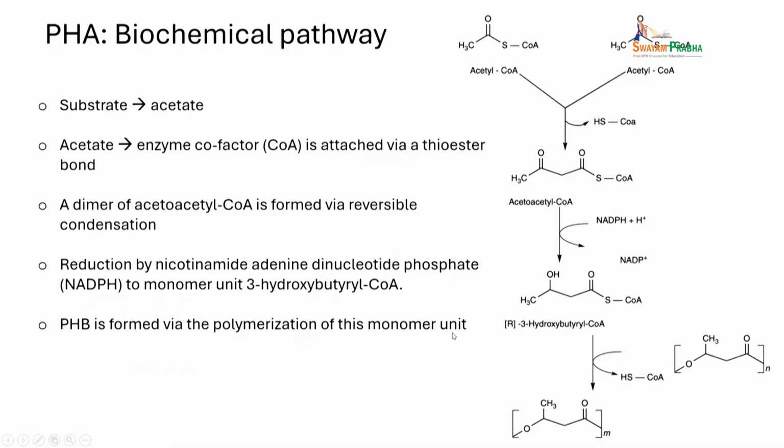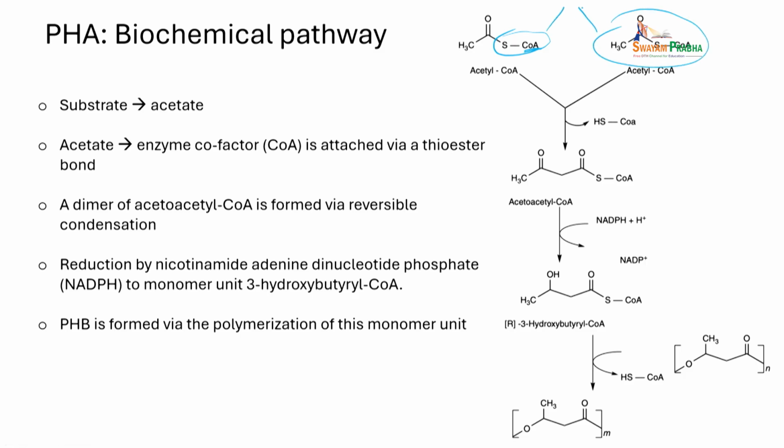So if you look at the biochemical pathway, basically what happens is, first you have some substrate fed to the bacterium, right? And the first step is that the substrate is converted into an acetate. Okay. Then this acetate is attacked by an enzyme cofactor, CoA, via a thioester bond. So this is the thioester bond. Okay, this CoA is the enzyme that basically forms with the acetate and forms this acetyl CoA complex. Okay, this is another acetyl CoA complex.